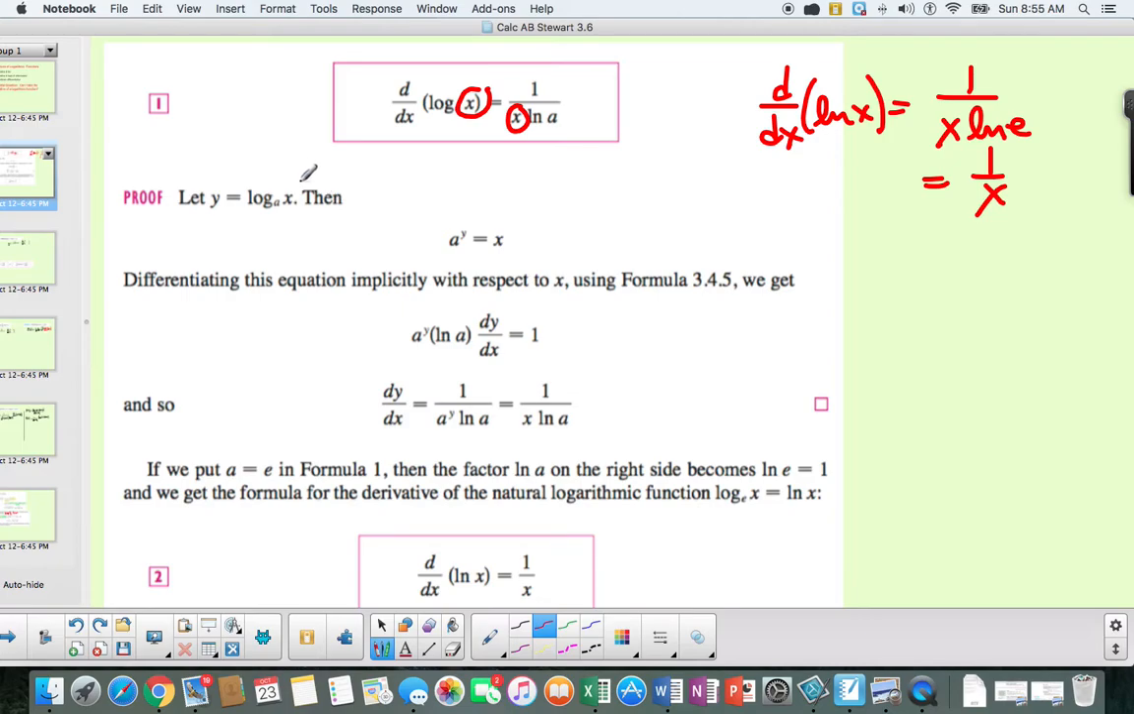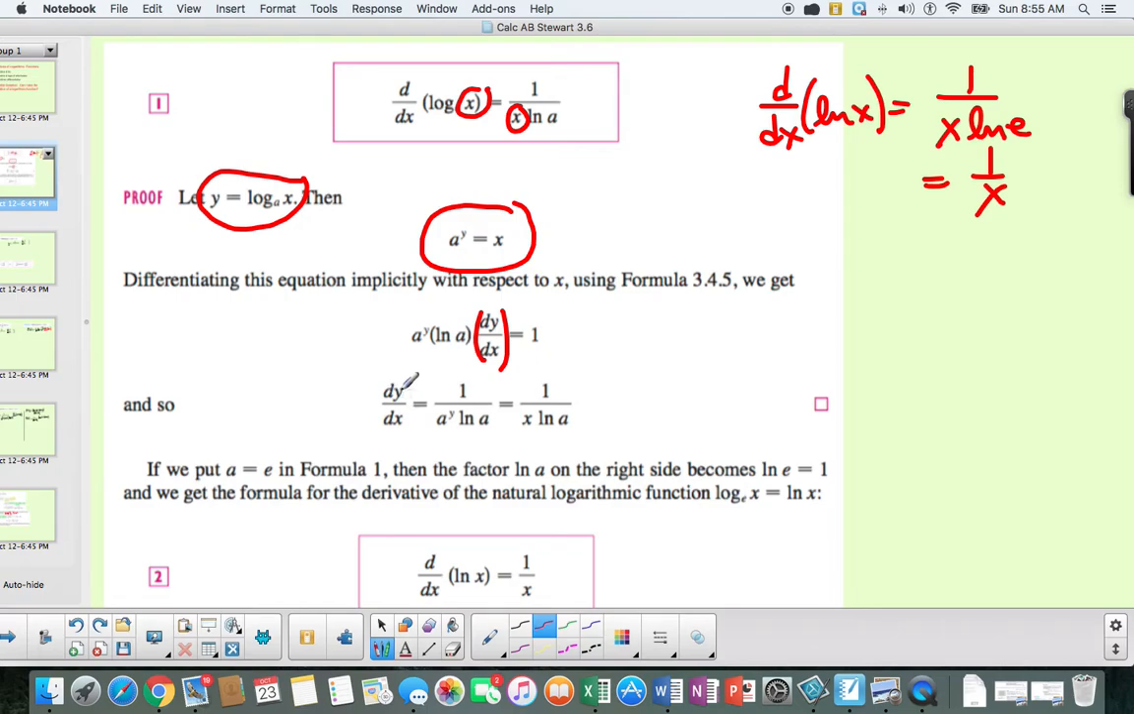Now, how does that happen? Let's go ahead and take a log expression and rewrite it as an exponential expression. We're going to use the chain rule in this case. I'm going to take the derivative of this side, which is an exponential: it's itself times the natural log of a, but don't forget to use the chain rule, dy/dx. The derivative of x is 1.